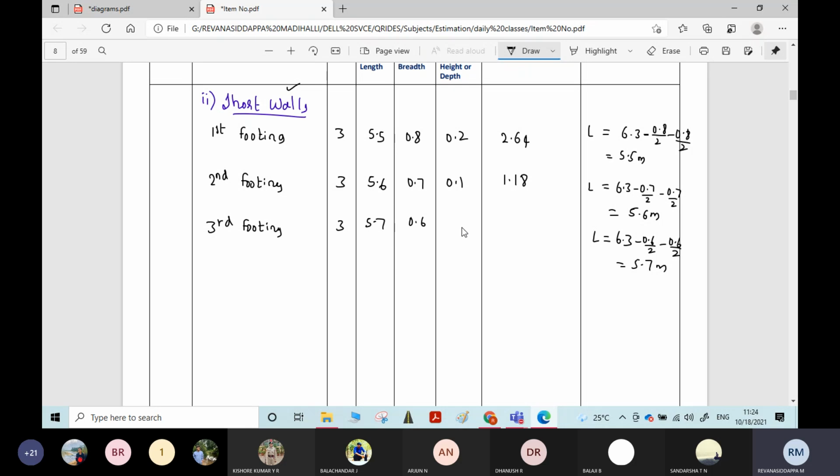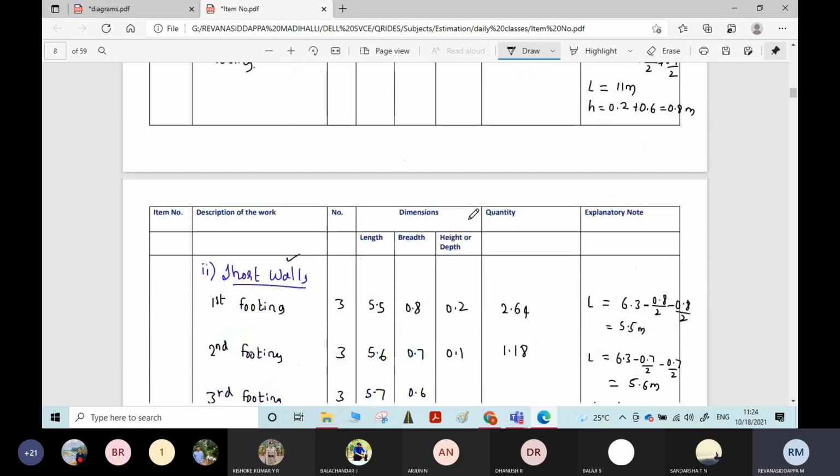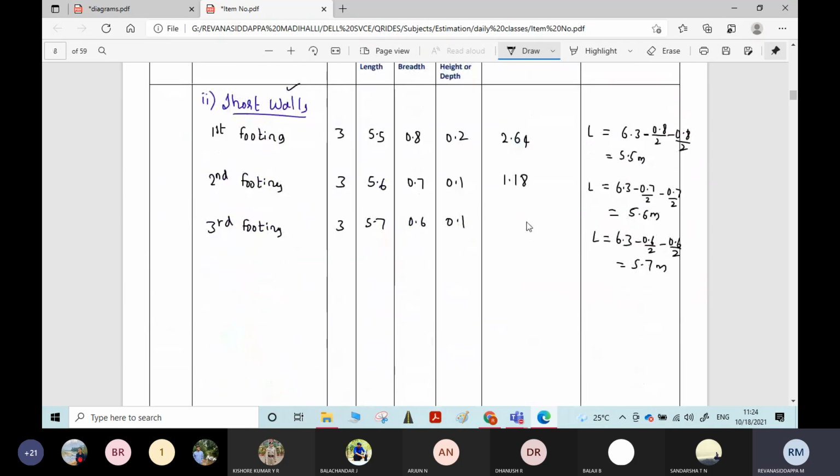0.6 meter is the width of the third footing, and the third footing height is 0.1 only, 10 centimeter only, 0.1 meter. Quantity, how much? Third footing quantity is 1.04 and 0.026. You can round it up to 0.03.